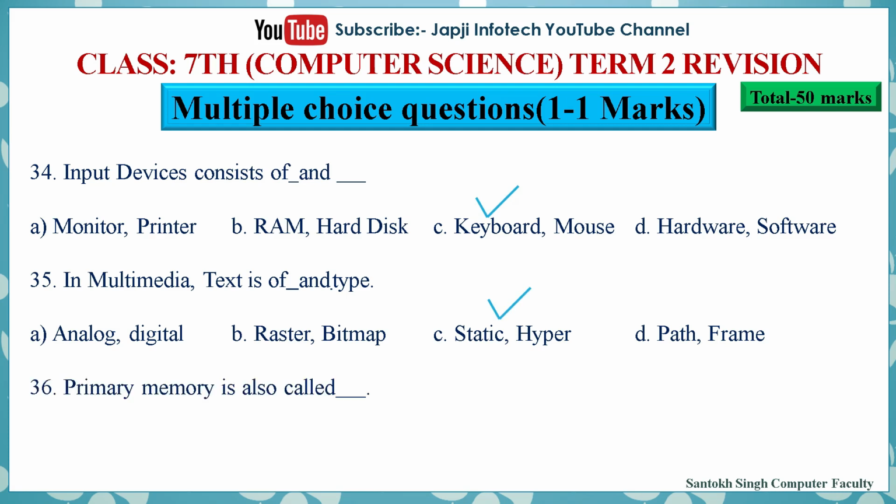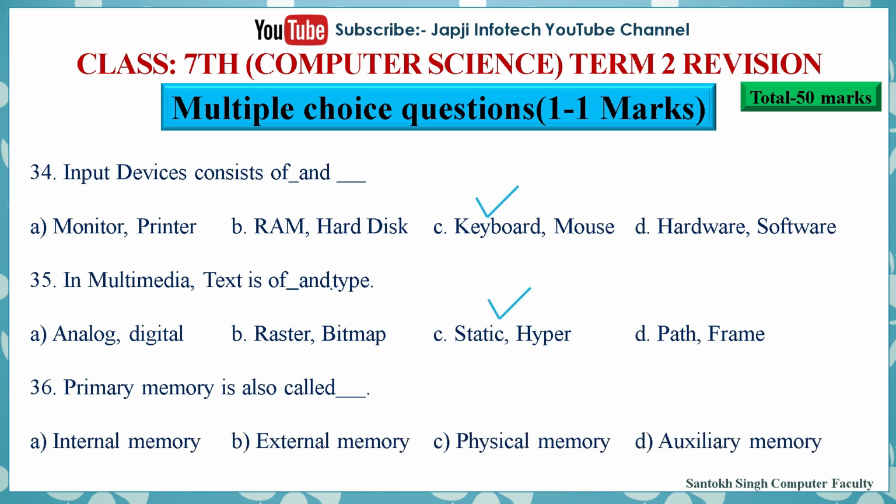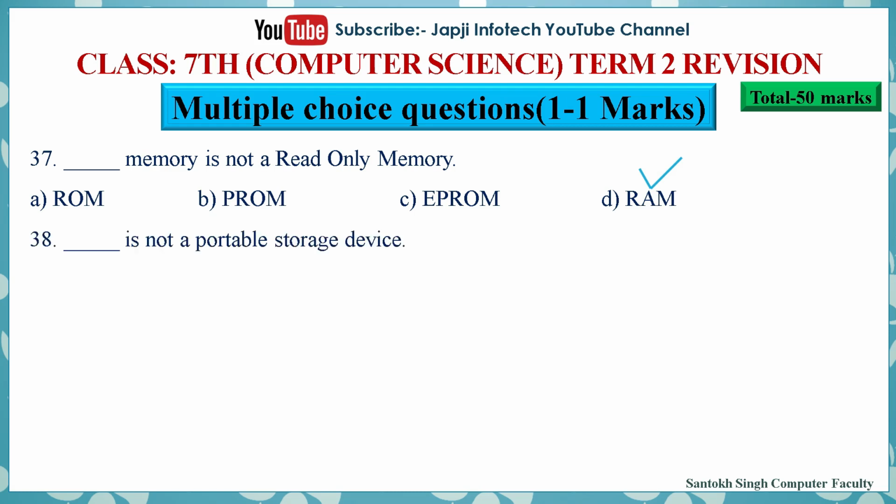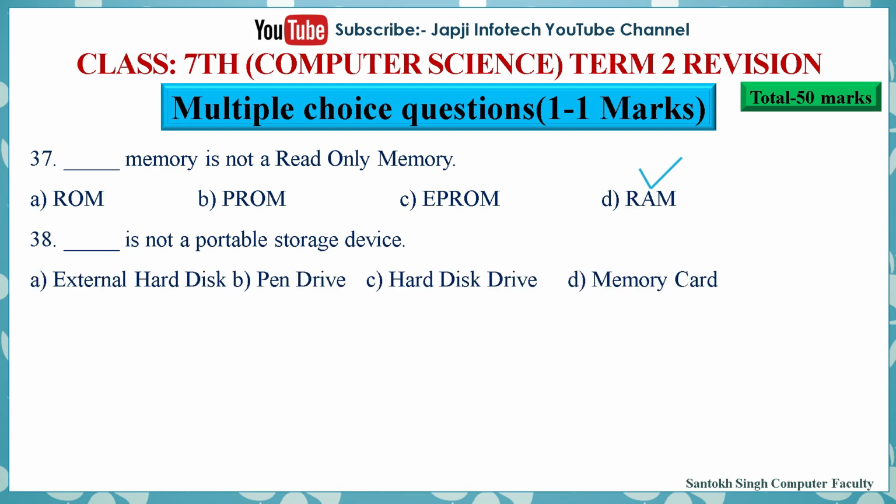And 36th one is primary memory is also called dash, and their options are internal memory, external memory, physical memory, auxiliary memory. And the right answer is primary memory is also called internal memory. And 37th one is dash memory is not a read-only memory, and their options are ROM, PROM, EEPROM, and the last one is RAM. And the right answer is RAM memory is not a read-only memory. And 38th one is dash is not a portable storage device, and their options are external hard disk, pen drive, hard disk drive, and the last one is memory card. And the right answer is hard disk drive is not a portable storage device.